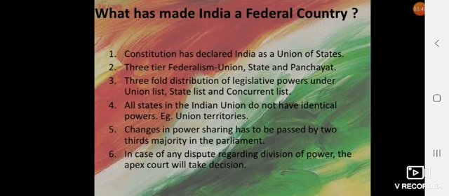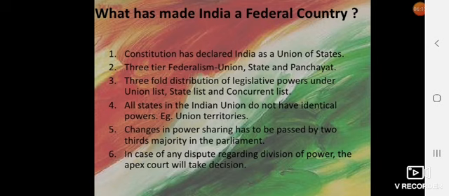The second reason: there is three-tier federalism. That means there are three levels of government in India: the union government, that is the central government, the state government, and the panchayati government or local self-government. Threefold distribution of legislative power under the union list, state list, and concurrent list. The power has been divided between the union list, state list, and concurrent list. This is another reason.